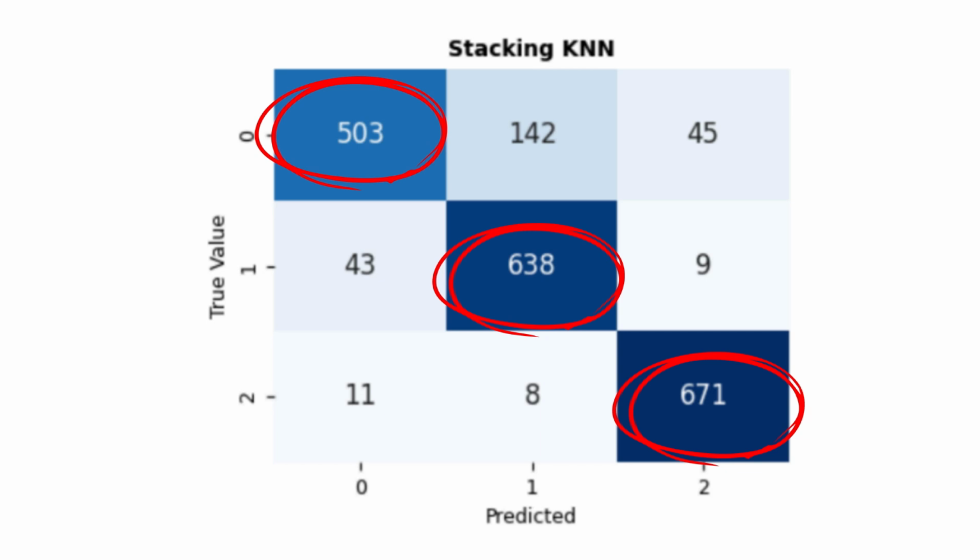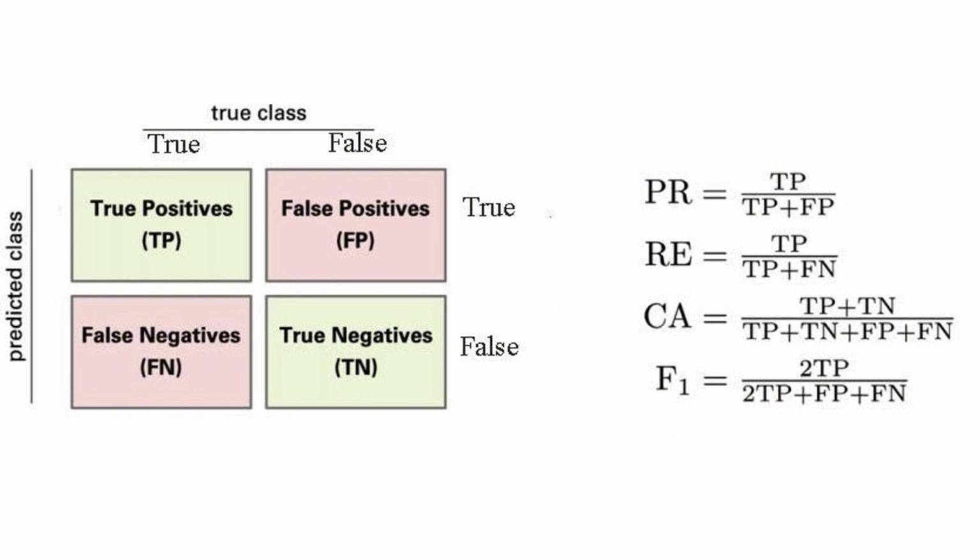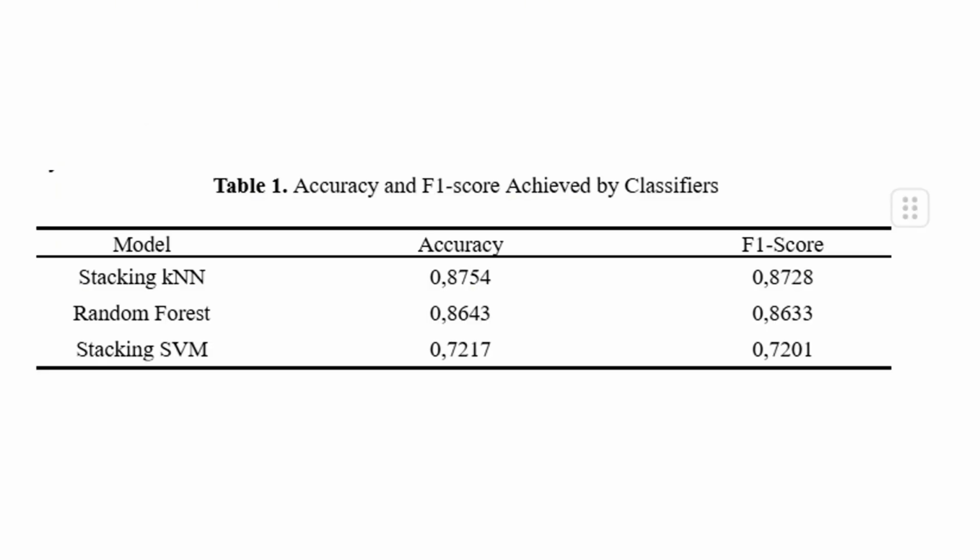From this confusion matrix, we can calculate two important scores, which are accuracy and F1 score. Accuracy is the percentage of all predictions that were correct, while F1 score tells us, when the model predicts something, how often it is right, and how often it misses the real cases. The values of accuracy and F1 score for each model are summarized in the table shown here.